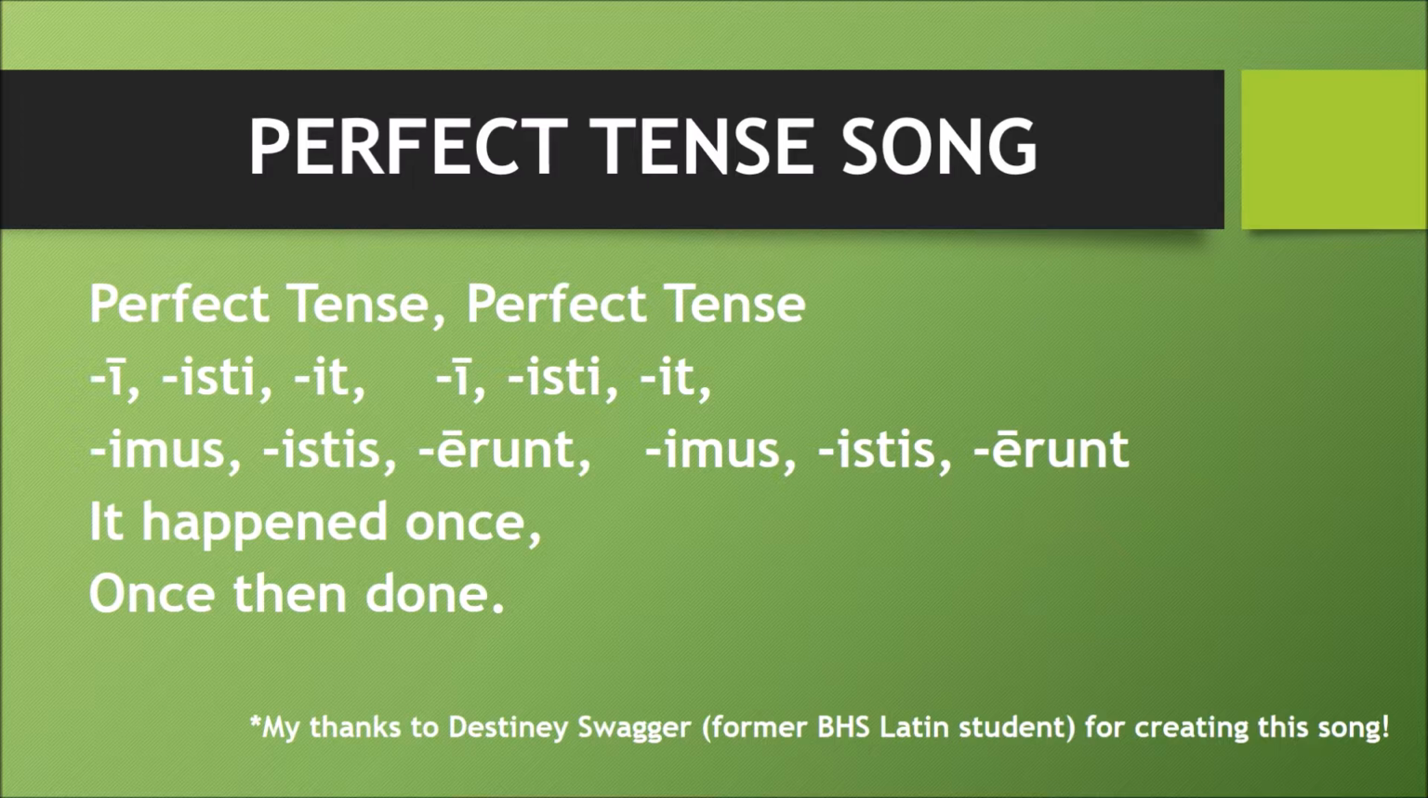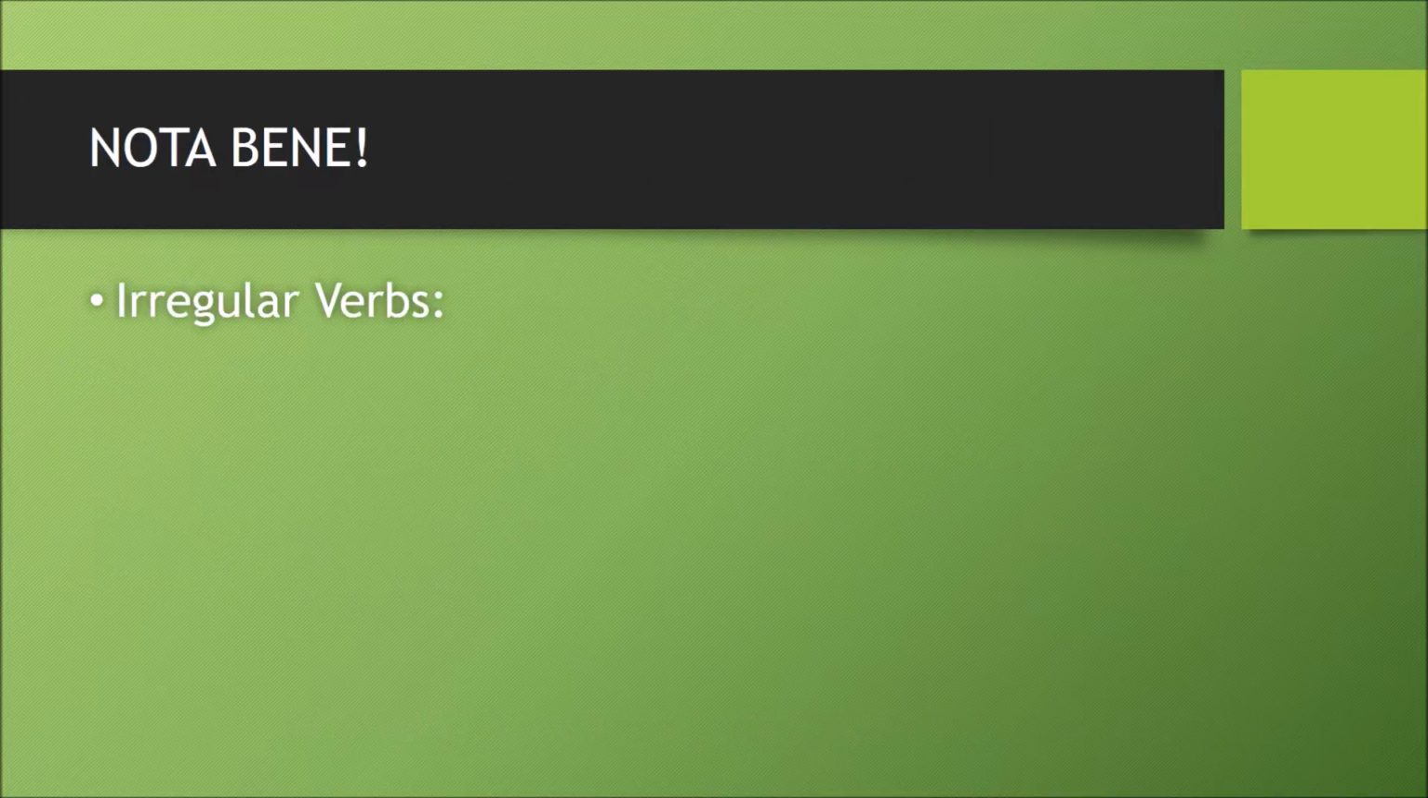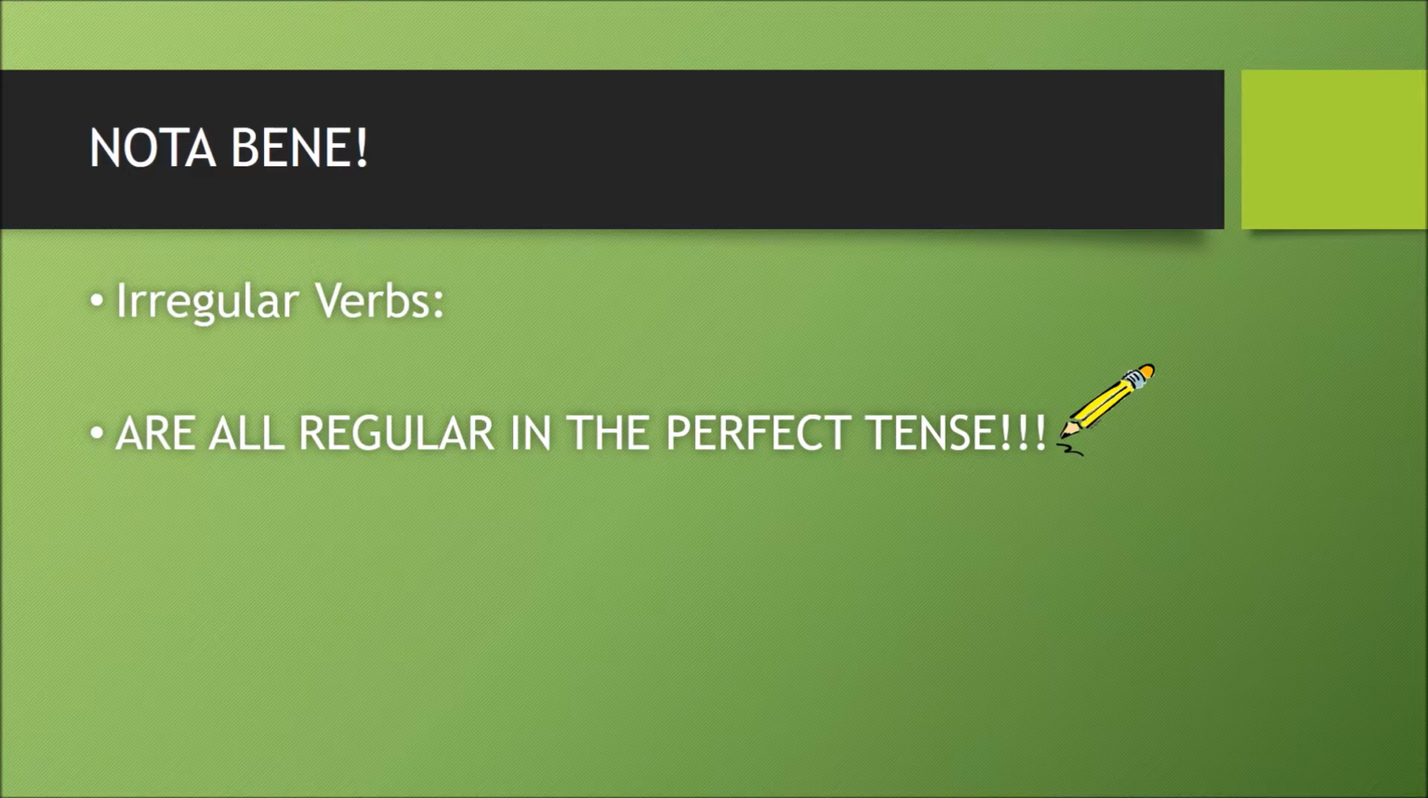So this song not only teaches you what the tense is, what the endings are, but it also reminds you that it's a past tense action that only happened once as compared to the imperfect tense, which happens repeatedly in the past. A nota bene, discipuli, on the irregular verbs: they are all completely regular in the perfect tense.